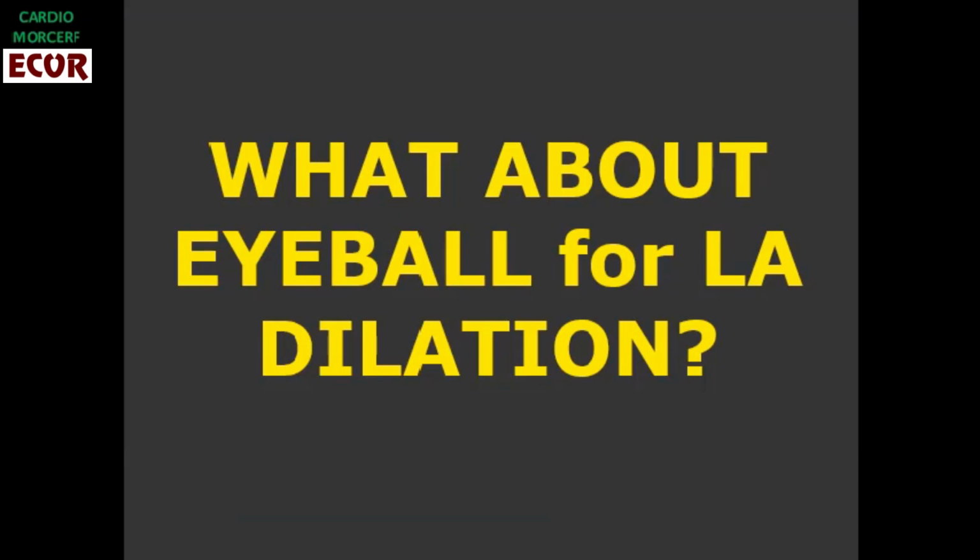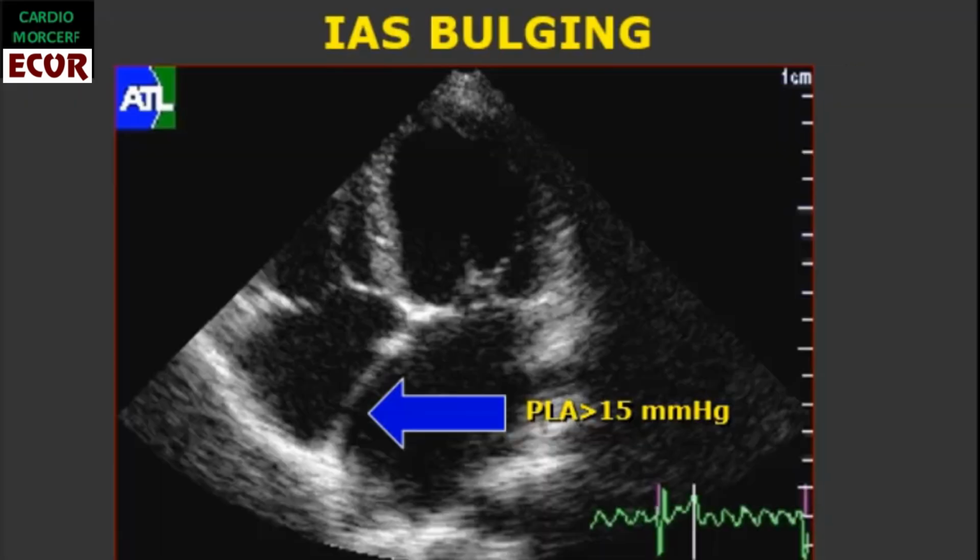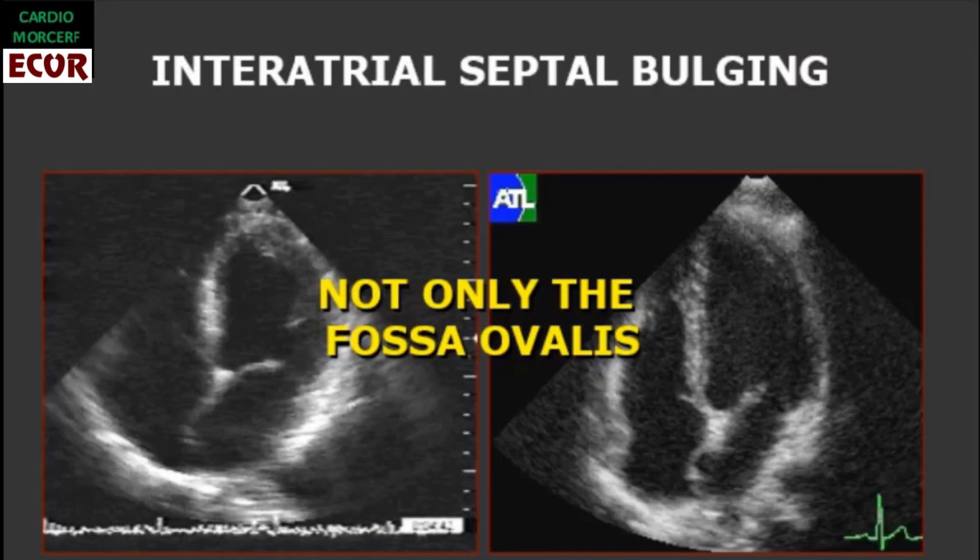Let's see several examples. A moderate LA enlargement in all planes. LA enlargement with a displacement of the interatrial septum toward the right atrium. An accurate evaluation that the left atrial pressure is higher than 15 millimeters of mercury. Beware, the interatrial septal bulging is only valid for the diagnosis of increased left atrial pressure if the whole septum is bulged. If only a small part of it is displaced, it is probably an aneurysm of the fossa ovalis membrane and not high left atrial pressure.